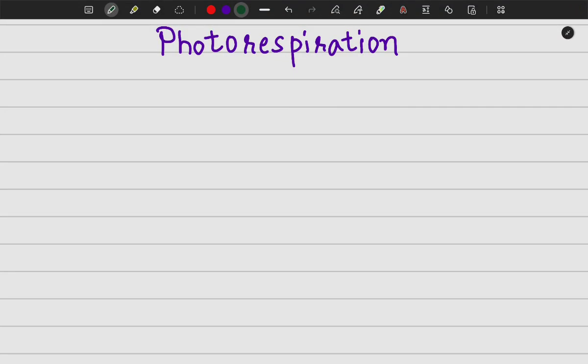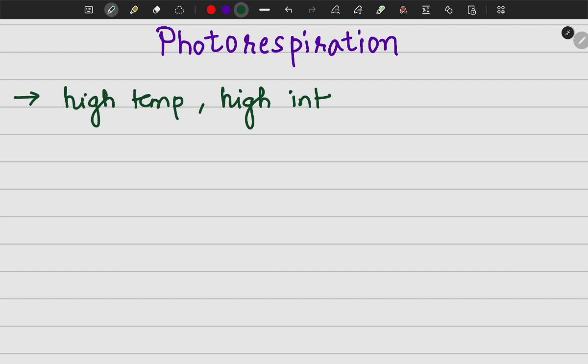In this session, we are going to learn about photorespiration. So let us begin. Now, photorespiration is a process which occurs when the temperature is high and when there is a high intensity of light. Alright? So when the temperature is high and the intensity of light is also very high, then we will observe a process called photorespiration, especially in the case of C3 plants.